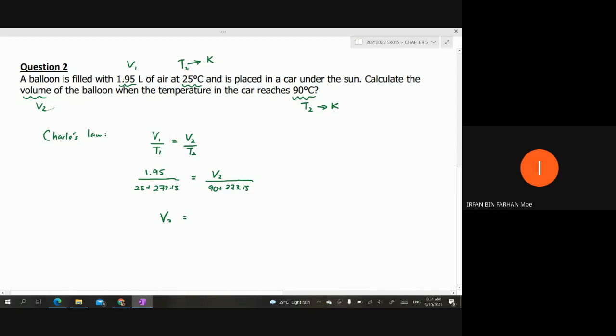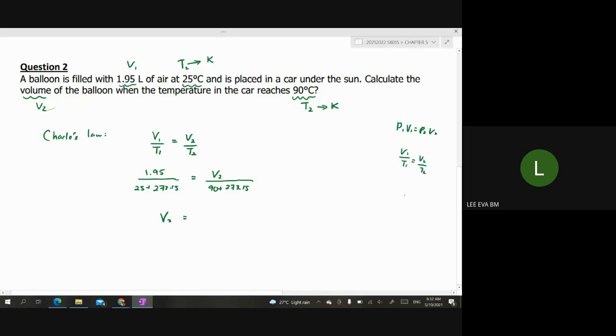Macam mana nak bezakan ni Charles Law, teacher? Macam mana kita nak tahu yang ni Charles Law ke, ni Boyle's Law ke? Yang ni kena hafal, Irfan. Formula dia. Kalau kita cakap Boyle, dia memang P1V1, P2V2 ikut definition. Charles, dia V1T1, V2T2.